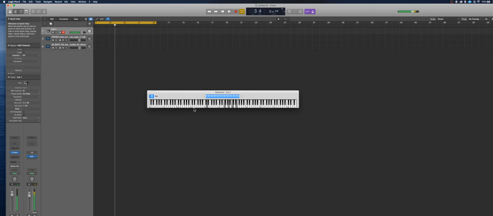D minor 7, A over G, D6, then we have a G minor 7, then we have an F major 9. Right, now let's try and change it up.